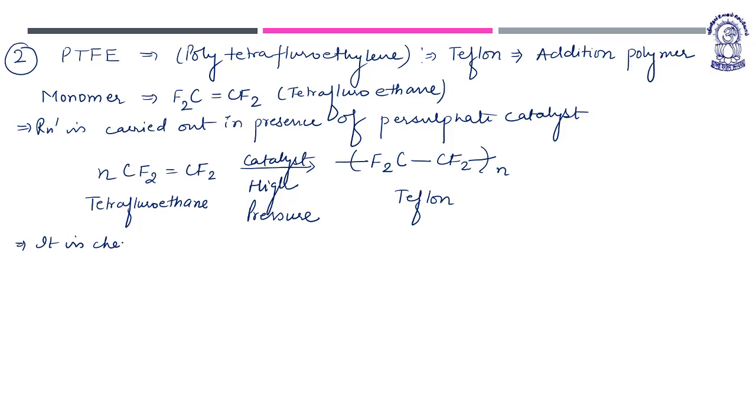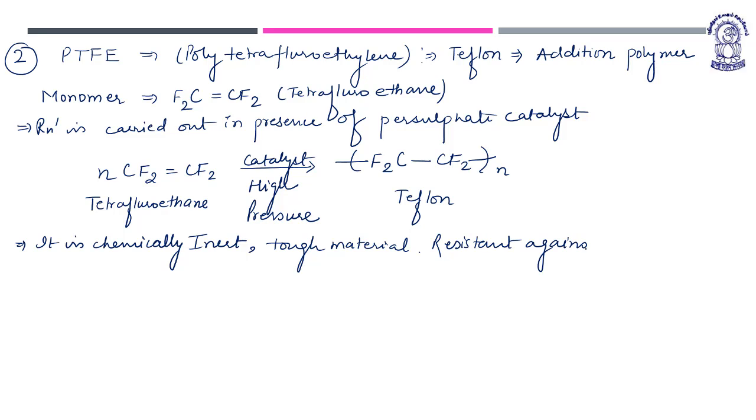It is chemically inert. Tough material. Resistant against heat and attack of corrosive agents like acids, bases. And it is a conductor of electricity.